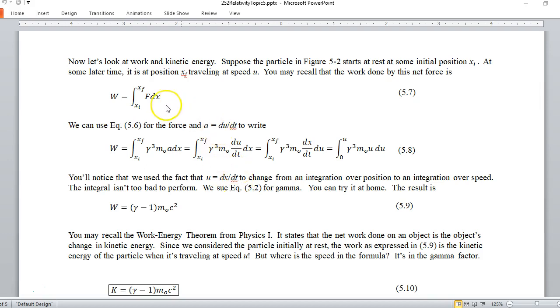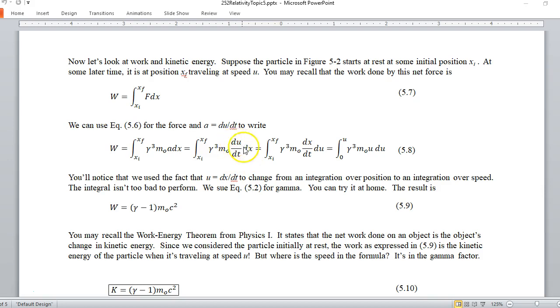So we're going to consider the work done by that constant force. And you might remember from physics 1 that the work is this integral of F dx for that 1D case. What we're doing here is putting in the expression for the force that we found on the previous slide, writing the acceleration as du/dt. Then we're doing a little switch here. We're going to take this dt, and instead of dividing the du, we're going to divide the dx.